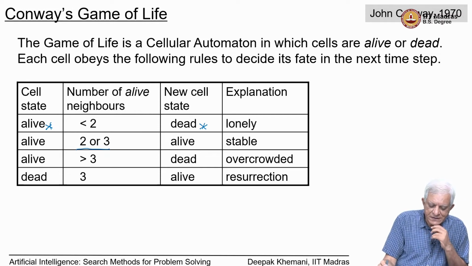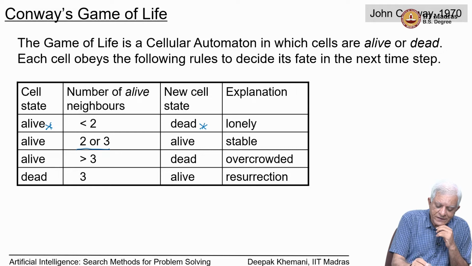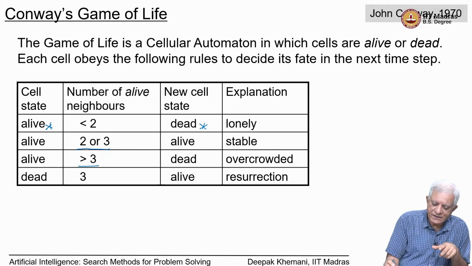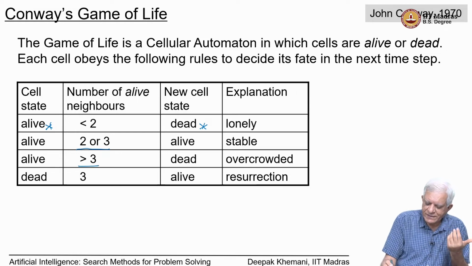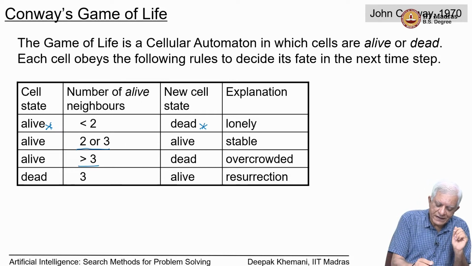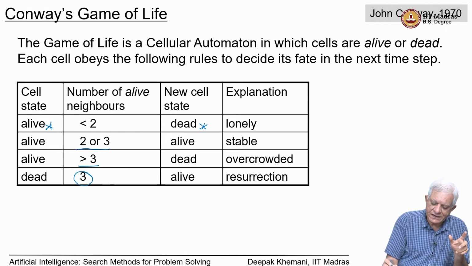It is kind of stable essentially. If a cell has more than 3 neighbors which are alive, then it dies, and the explanation could be that it dies out of overcrowding essentially. So, these are the cases when you have an alive cell, but a dead cell also can come alive, and the situation is when it has exactly 3 neighbors which are alive, then the dead cell becomes alive essentially.